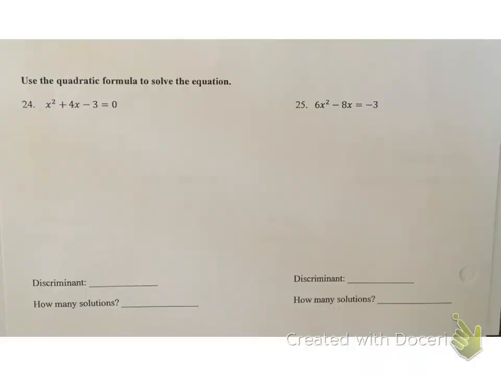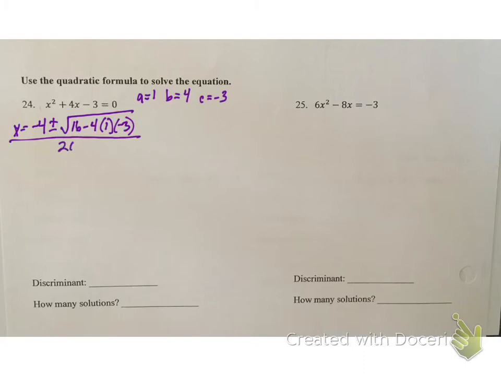Okay, quadratic formula to solve the equation. You do have to have the quadratic formula memorized. So I'm going to label my a, b, and c. a equals 1, b equals 4, c equals negative 3. Then I'm going to put them into my equation. So sing the Pop Goes the Weasel song. x is equal to negative b plus or minus the square root of b squared minus 4ac, all over 2a.